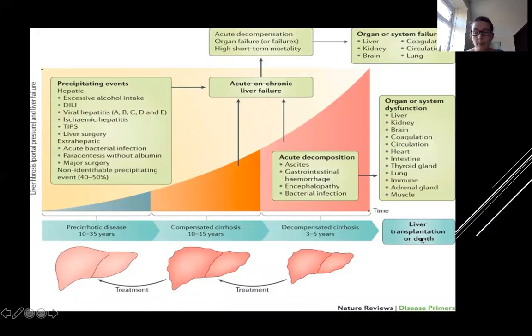These figures show how several precipitating events such as excessive alcohol intake, viral infection, and liver surgery can contribute to systemic disease development over time. The events mentioned before can contribute to development of acute or chronic liver failure. Cirrhosis is associated with significant morbidity and mortality from a number of complex interlinked complications, which include organ or system dysfunctions.